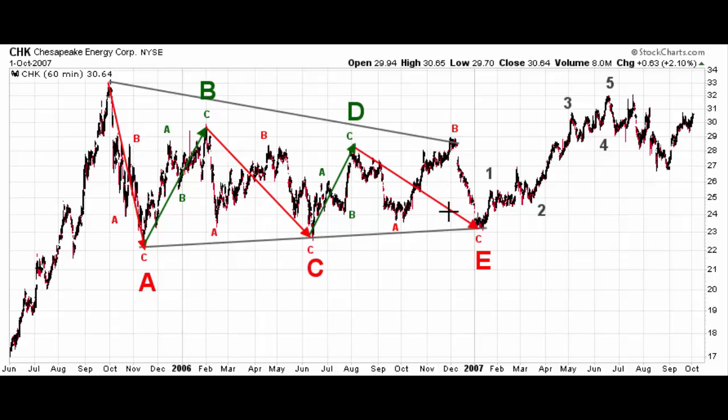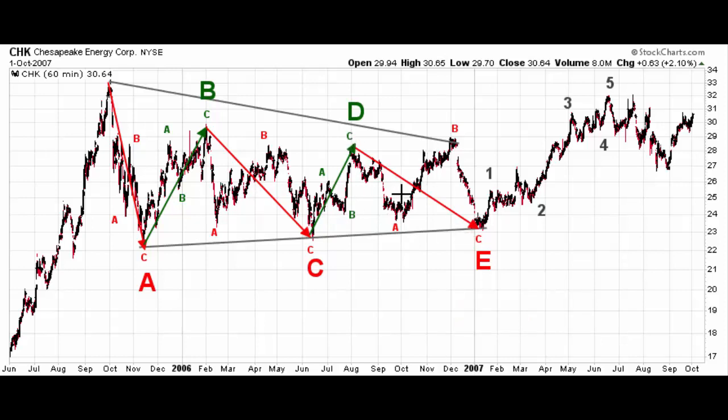So with a triangle pattern, the third type of corrective pattern we're looking at, it plays out in a 3, 3, 3, 3, 3. So you get 5 3-wave moves that again contract, and you can see that play out here. ABC for the first, ABC for wave B, ABC, ABC, ABC. So there is your triangle pattern.